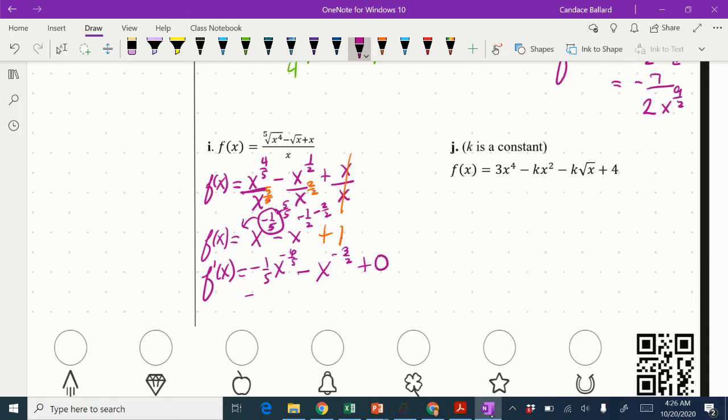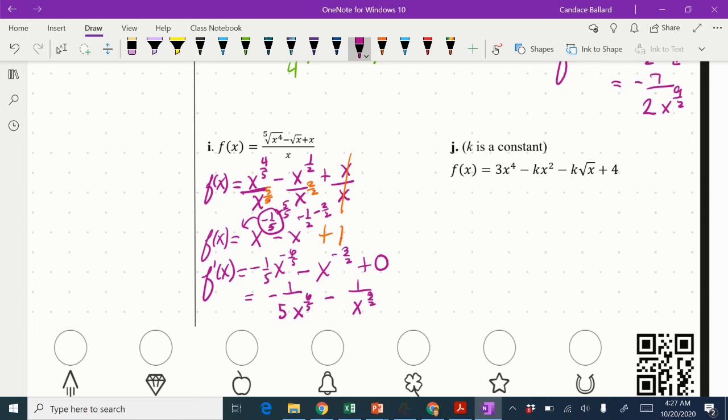The only thing we could do to clean this up at all would be to move our variables back downstairs because of the negative exponent. So it might be 1 over 5x to the 6/5 power minus 1 over x to the 3 halves power, and then plus 0 I could just drop.